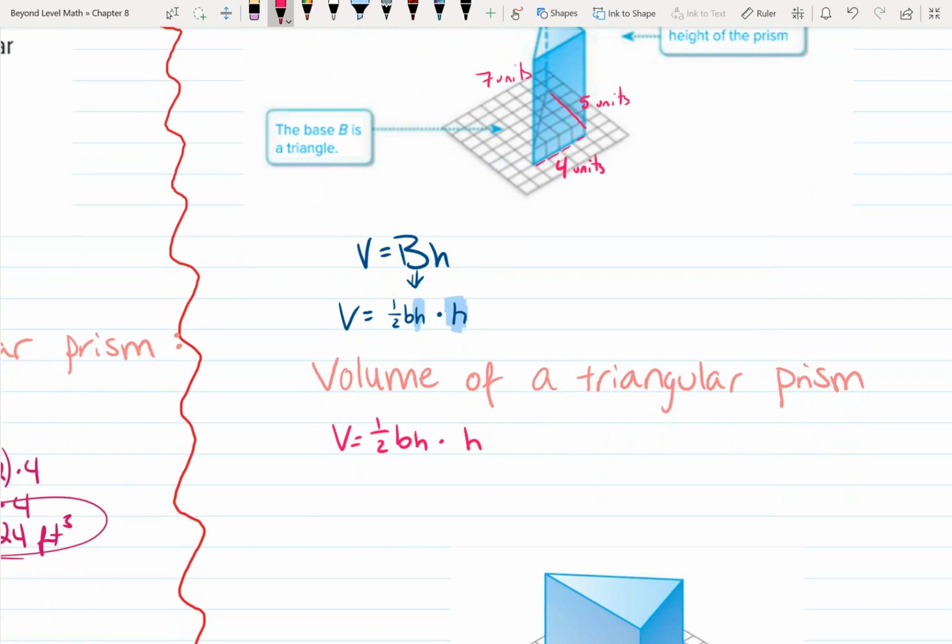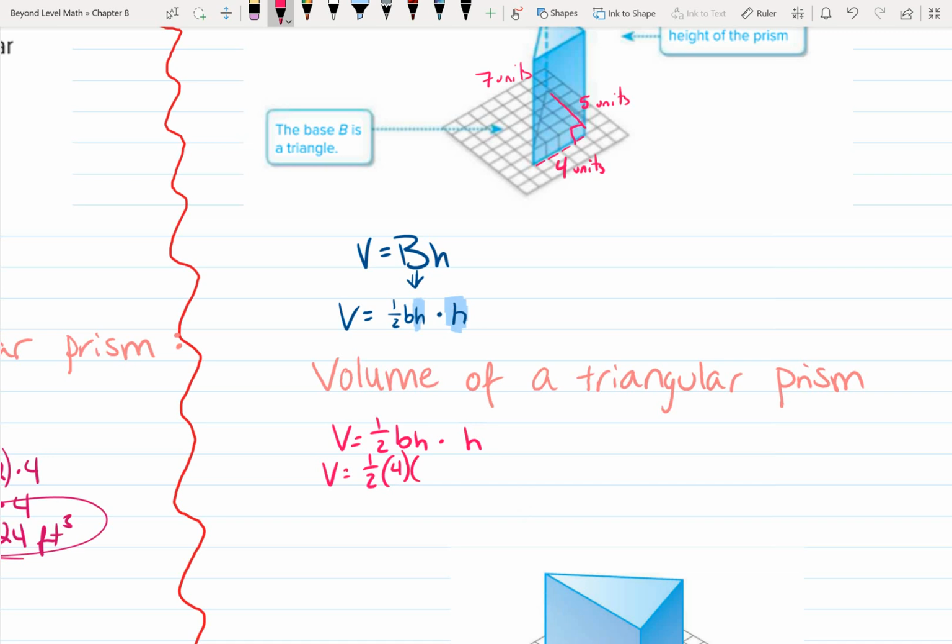Let's talk about the area of the base, the actual triangle. The base of the triangle is this 5 or the 4. It doesn't necessarily matter. It depends on how you look at it. But it's the 5 or the 4. It is not the 7. So the base of the triangle is 4.